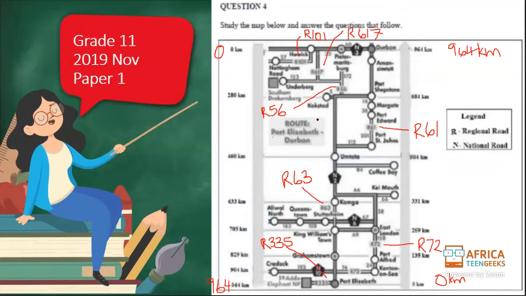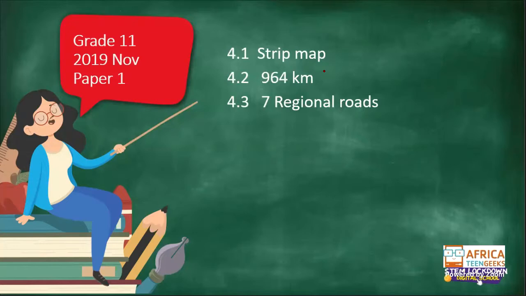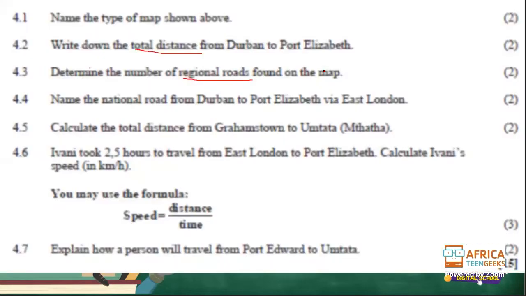I made them bright or bigger so that you can actually see and differentiate between the road name and the number of kilometers. So the answer is 7. All of those who said 7, well done, excellent work. So the correct answer to the number of regional roads is 7. Okay, next question.